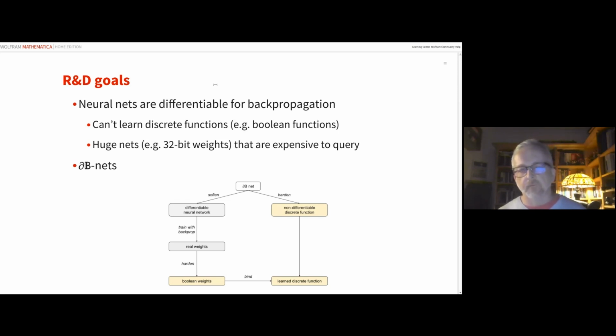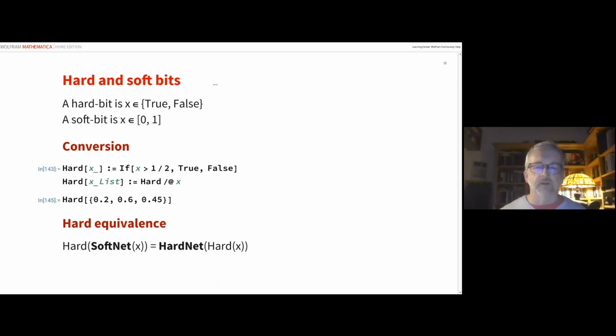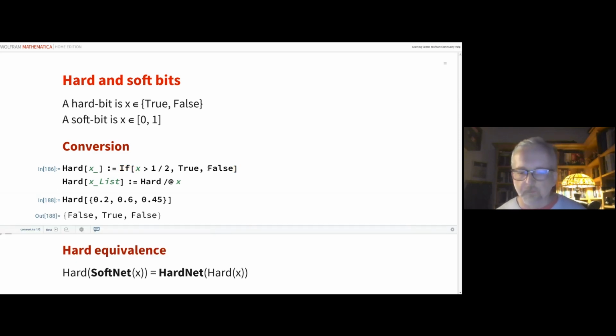And to explain how I use the Wolfram language to solve my problem, I need to start with some basics. I need to define two kinds of bits. So a hard bit is a Boolean value, and a soft bit is a real number between 0 and 1. And, obviously we can convert between soft bits to hard bits. So here's a conversion function. If the soft bit is greater than a half, we count it as true, otherwise it is false.